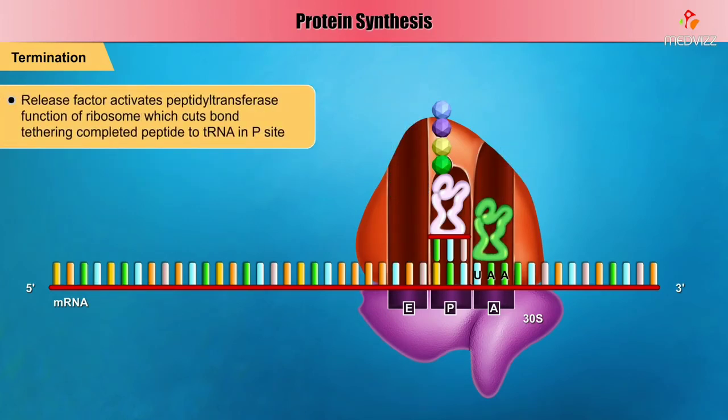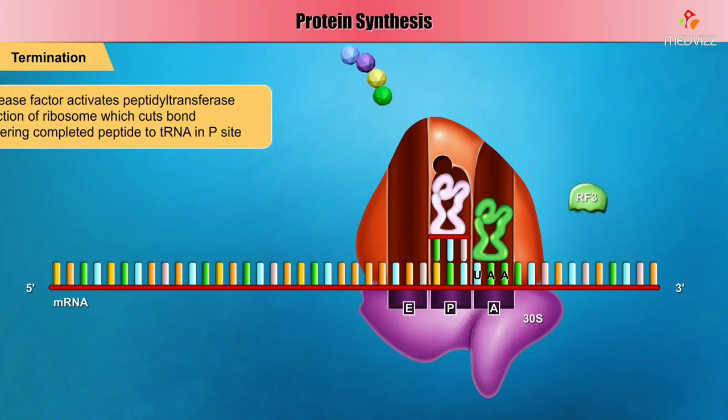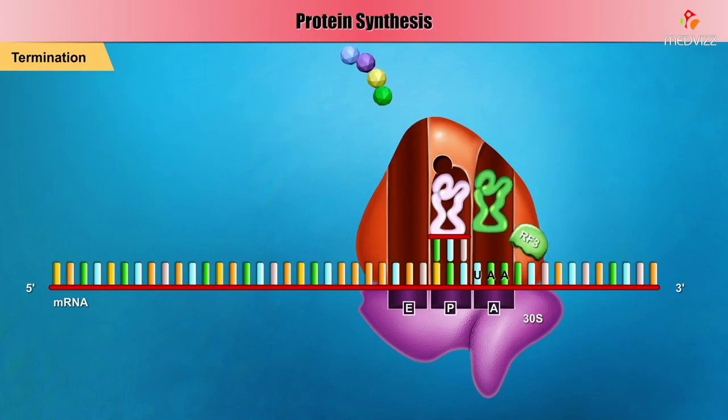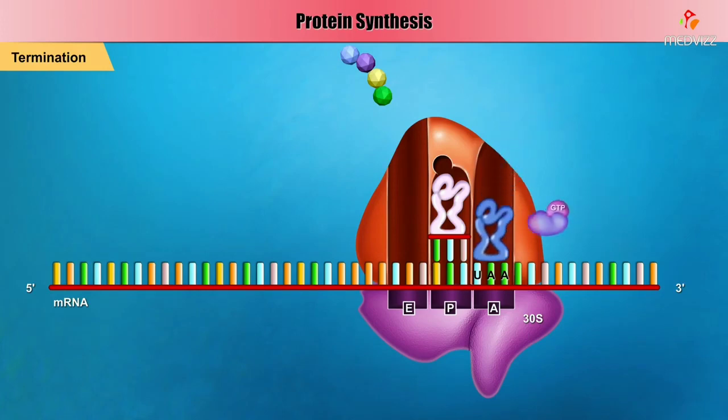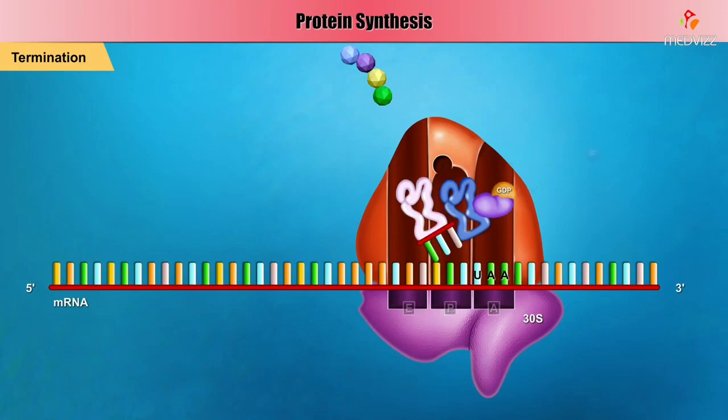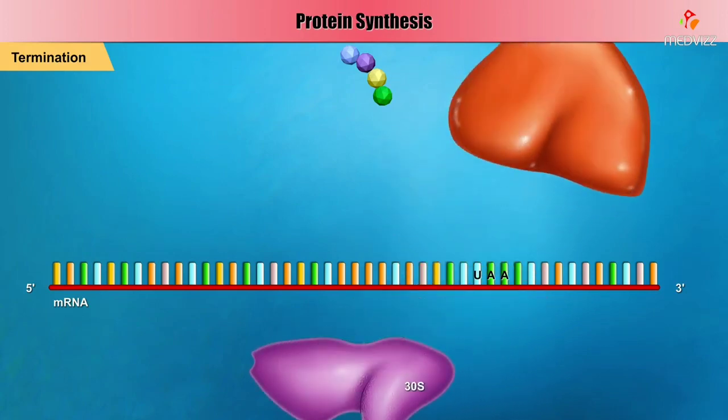The release factor activates the peptidyltransferase function of the ribosome, which cuts the bond tethering the completed peptide to tRNA in the P site. Another factor called RF3 then triggers RF1 or RF2 to depart the ribosome. Finally, another factor called ribosome recycling factor or RRF, along with EFG, binds at the A site, and the accompanying GTP hydrolysis undocks the 2 ribosomal subunits.